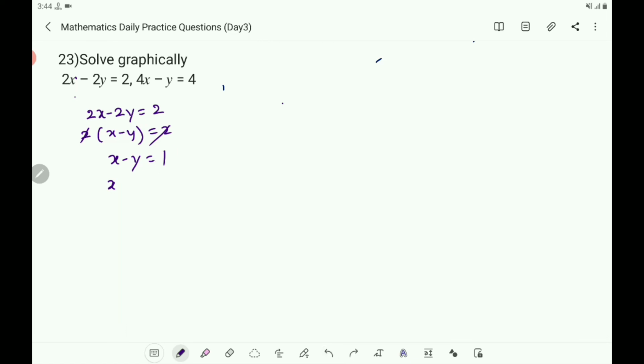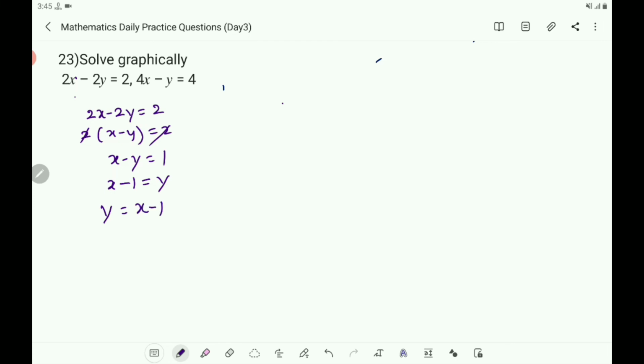Here what you have to do? Transfer 1 to the LHS and minus y to the RHS. Why you have to transfer minus y? Because it is having a negative sign. If it is plus, we can shift x to the RHS, but here we have to convert it to y, so you have to transfer. So you transfer 1 to the LHS. That becomes x minus 1 equals y. So you got the equation y equals x minus 1.